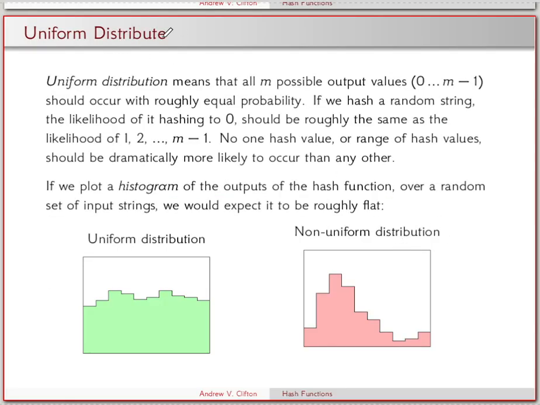The next one is we want to have a uniform distribution. That means that all of our different m output values, there are m possible output values from 0 to m minus 1, should all occur with roughly equal probability. If we plug in a random string, then the probability that it hashes to 0, or to 1, or to 2, all of those probabilities should be roughly the same. No one particular output value should be more or less likely than any other to occur. There can be some small variations, of course, but you don't want it to be crazy different here.